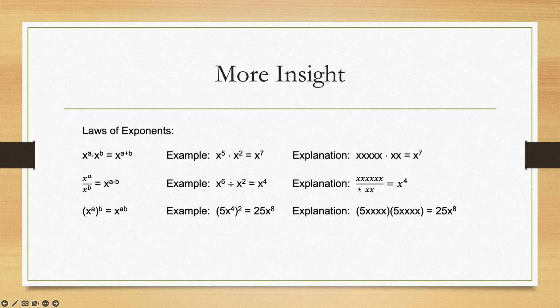And as far as x to the a to the b is x to the ab goes, an example, 5x to the fourth squared. 5 squared is 25. X to the fourth squared is x to the eighth. An explanation, this is 5x to the fourth, 5x to the fourth. 5 times 5, because you're squaring it, I have to write it twice. 5 times 5 is 25. X to the fourth times x to the fourth is x to the eighth.